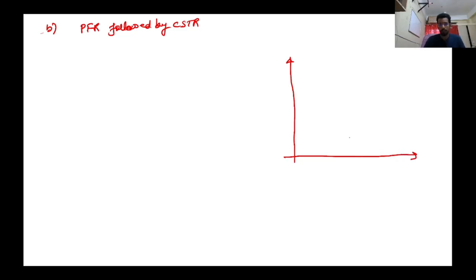Okay, PFR followed by CSTR. Always go for the profiles. You will know and easily understand what you have to do in the question. So this is the basic profile: PFR followed by CSTR.